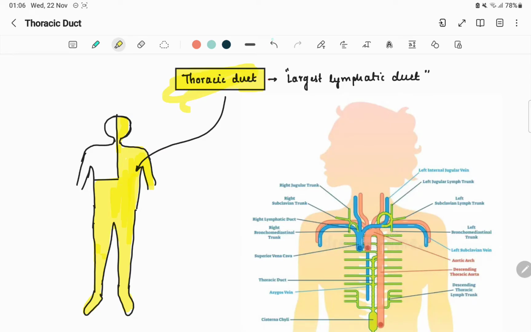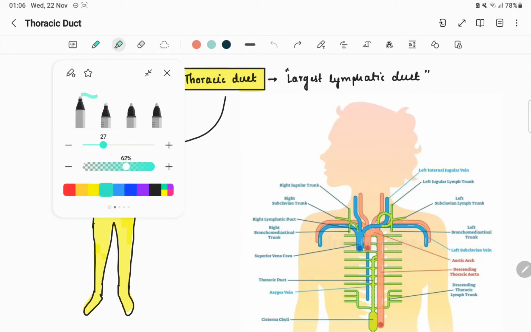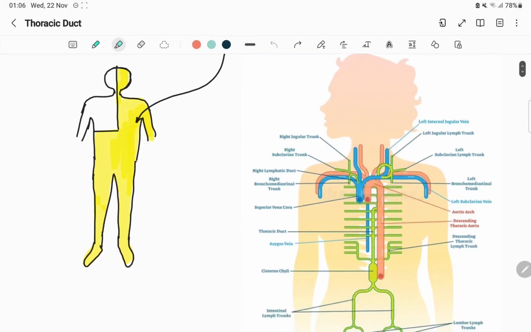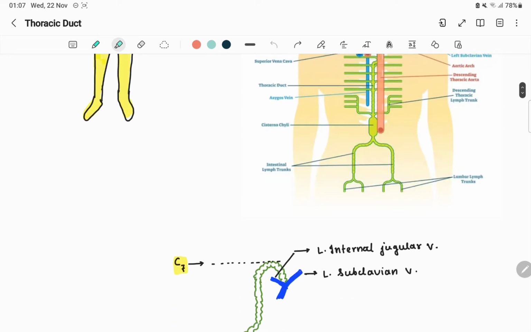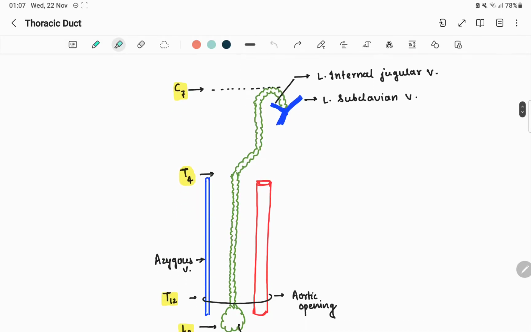Let's move on to the next concept. So let's talk about the thoracic duct. The thoracic duct is the largest lymphatic duct present in the body. It drains lymph from this whole part of the body. So you have the arrangement of the thoracic duct present over here. Let's discuss the thoracic duct.